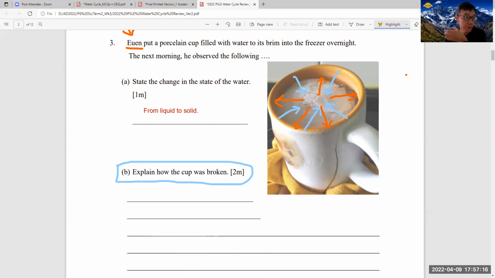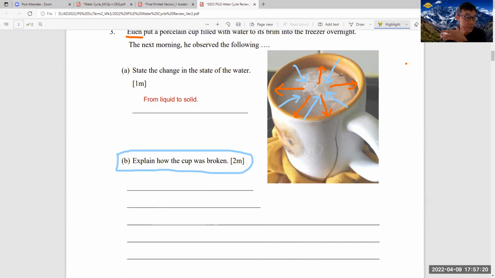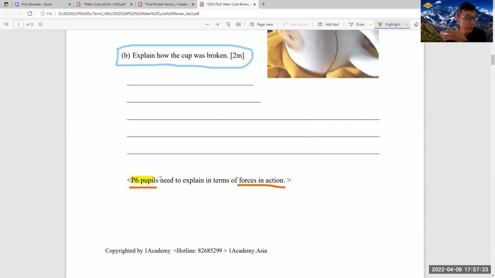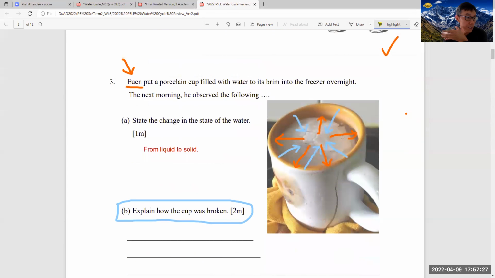The orange arrow is the expanding force from the ice. So you notice here, P6 pupils need to explain in terms of forces in action. So you say the opposing force from the contracting cup and the expanding ice causes the cup to crack.